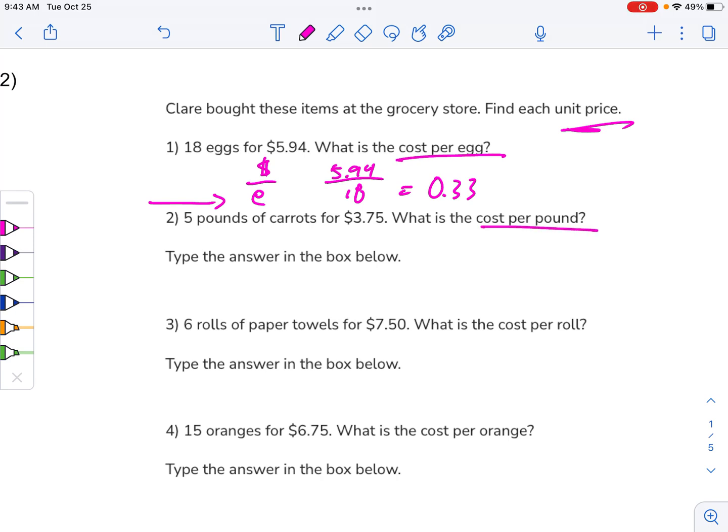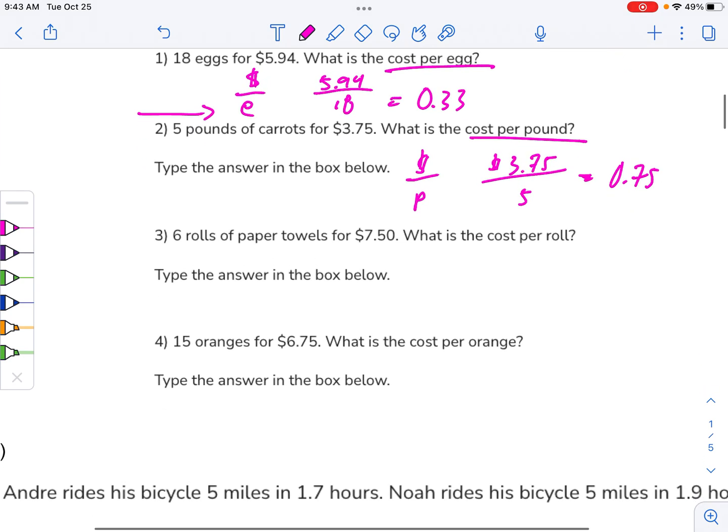Well, let's see, cost per pound, okay? So money per pound, so 375 divided by 5. 375 divided by 5 is 75 cents. Now what do we got here? Let's see, cost per roll. So cost per roll, so 750 divided by 6.